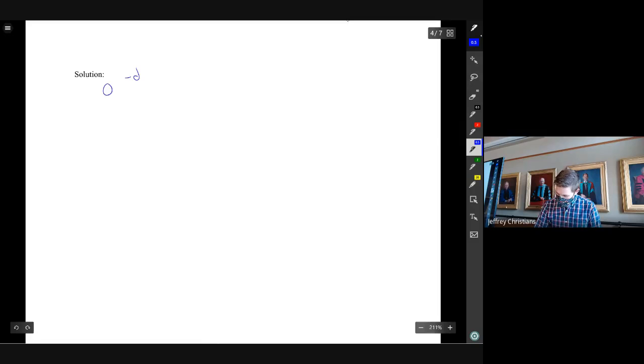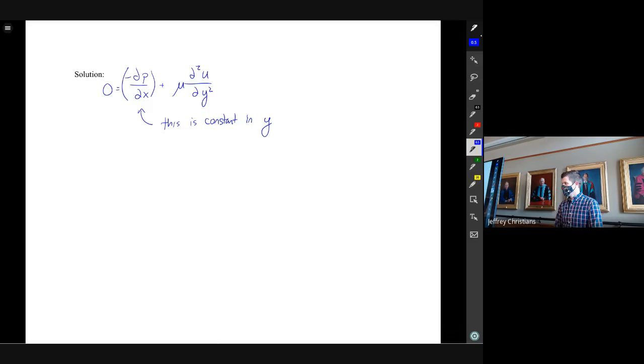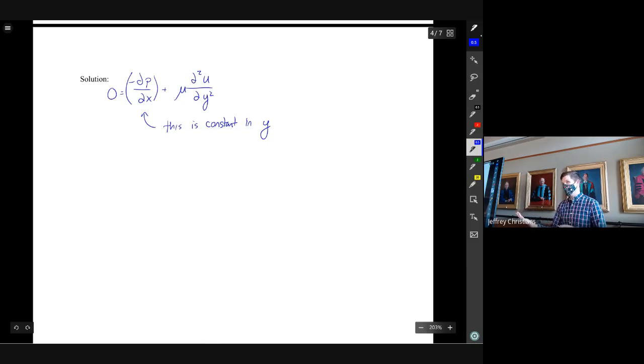So we have 0 equals dp/dx plus mu d squared u/dy squared. That's our simplified Navier-Stokes equation. This dp/dx is constant in y. It changes in x, pressure changes in x, but it's constant in y.